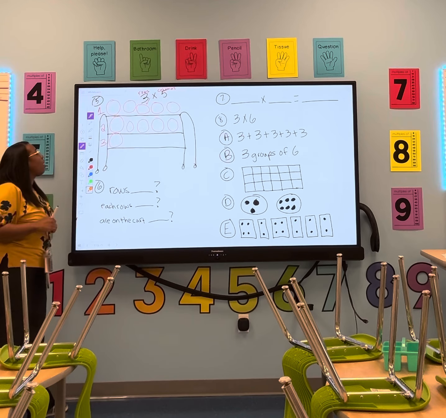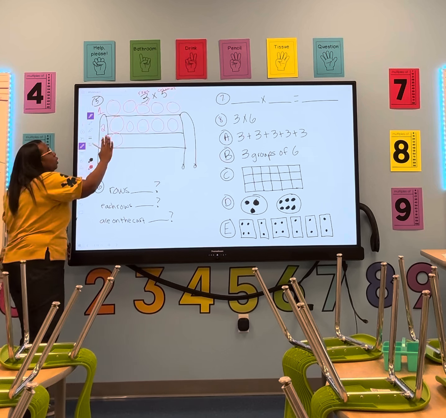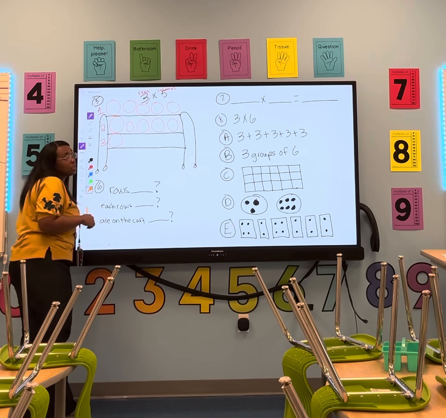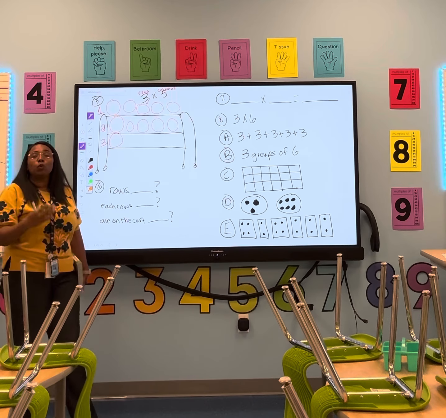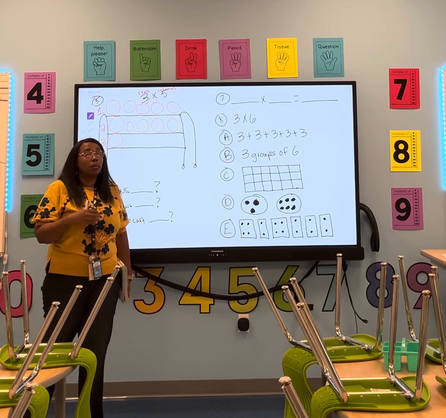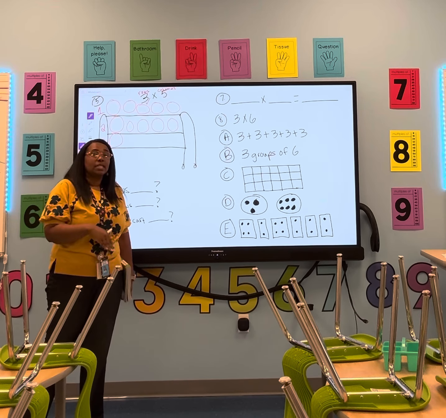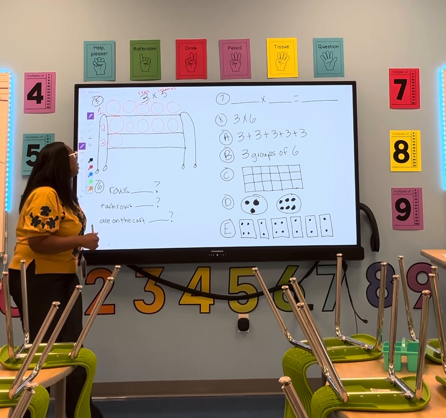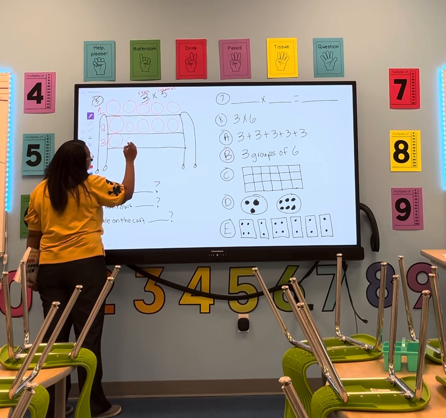Okay, now I'm going to go to the third row and add 4 more to that one, because with an array, every row has to have the same amount. Again, with multiplication, everything has to be equal. So 4 more.